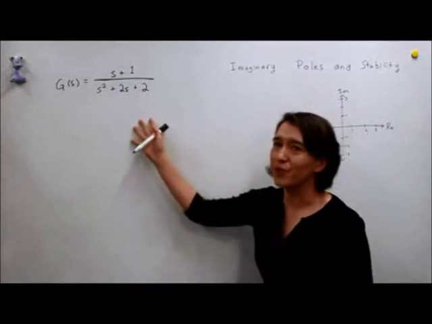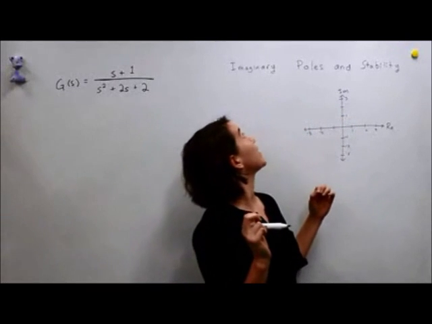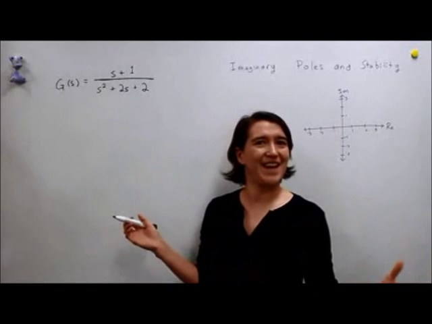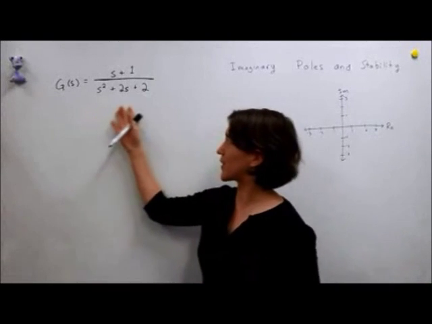Valerie has written another one for me, and I guess we're looking at imaginary poles and stability. So we'll do that. Okay, so we have the transfer function again.